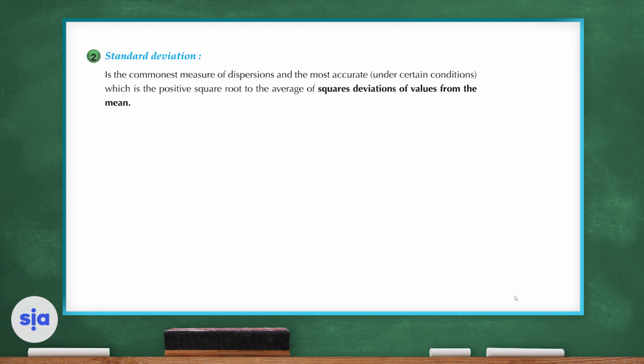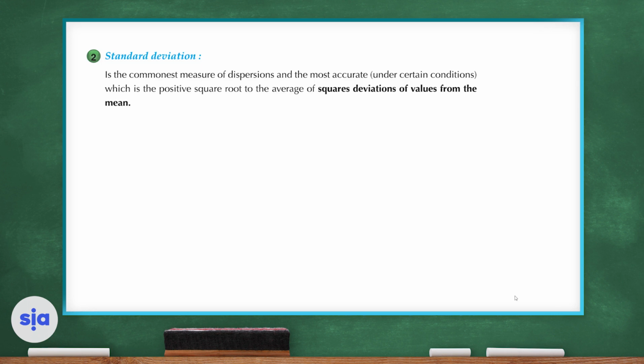Number 2, the standard deviation. The standard deviation is the commonest measure of dispersions and the most accurate under certain conditions, which is the positive square root to the average of squares deviation of values from the mean.